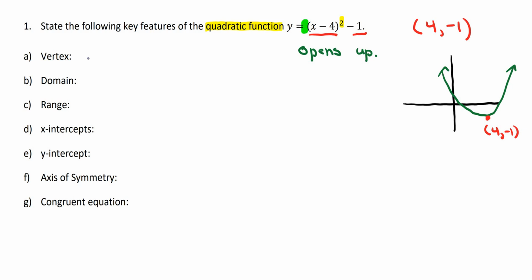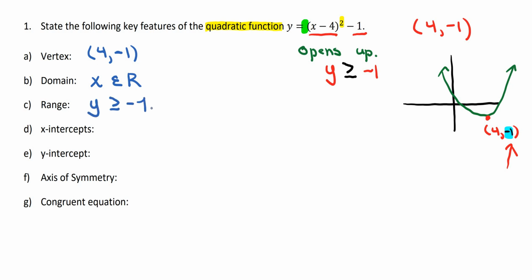So the vertex here, as we mentioned, is going to be (4, -1). The domain for any quadratic function is all real numbers, so x in R. And the range is, well, look at the graph there. The graph has a low height of -1, right? And it opens up. Whenever the graph opens up, the range is always going to be y greater than or equal to the lowest height. The lowest height is -1. So the range is y is greater than or equal to -1.